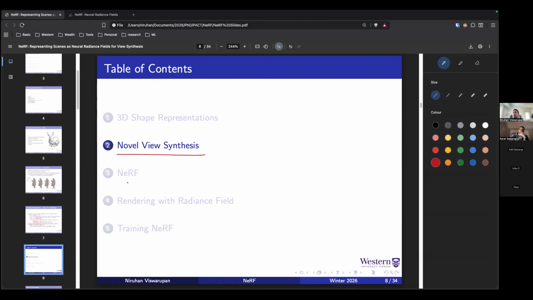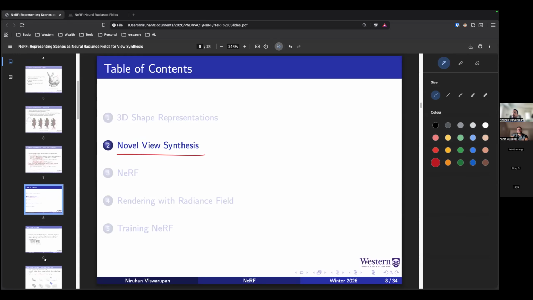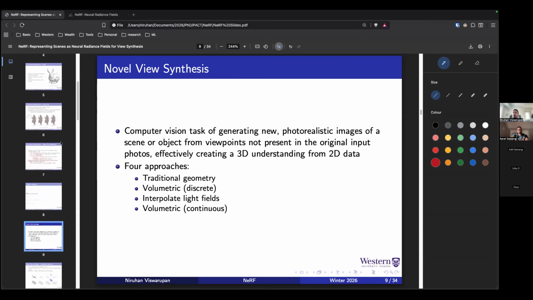Now we will go into novel view synthesis, which, like image classification and image captioning, is also a graphics or computer vision task. So we'll look at what it is. This is the computer vision task of generating new photorealistic images of a scene or object from viewpoints not present in the original input photos, effectively creating a 3D understanding from 2D data.